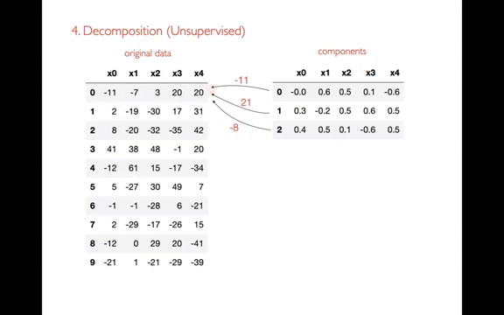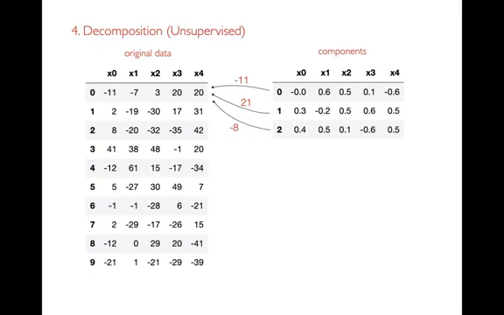You'll notice the columns are the same between my original data and my component rows. And then to get this row here, like -11, -7, 3, 20, 20, what I would do is multiply this row by -11, then add 21 times this row, and then add -8 times this row. So I'm taking a weighted average of these three rows to produce this row. And if you actually crunch these numbers, you'd see that I would get something similar to this, but there would be some error. It's not a perfect match, which is fine. The fewer components I have, the simpler the model, but there might be more error.